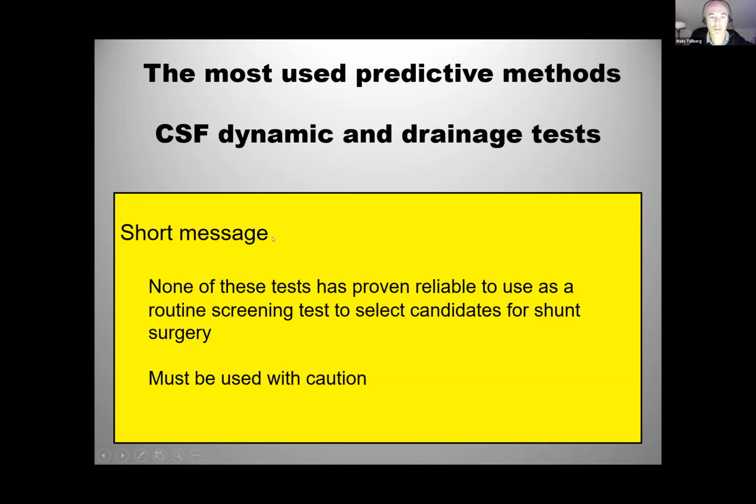The problem is usually that they can have an ability to identify shunt responders, but they have a poor way of identifying patients that will improve. A lot of the patients with negative results still improve after shunting, which you will see here.